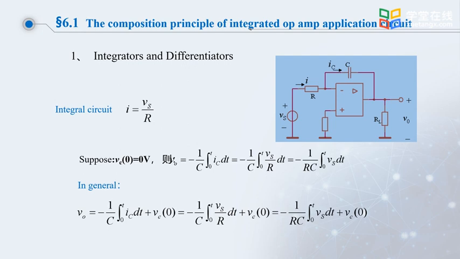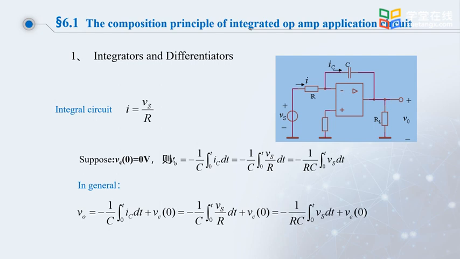Signal source Vs goes through resistor R, connected to the inverting input of the integrated op-amp. A capacitor C is connected to the output. The output terminal is grounded through the resistor RL. The non-inverting input terminal is grounded through a resistor. This is the integration circuit.